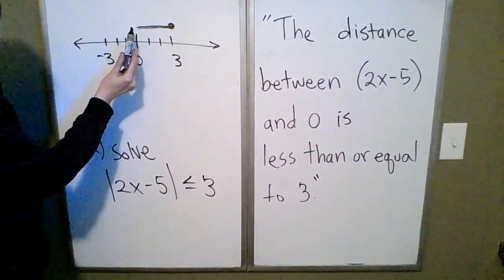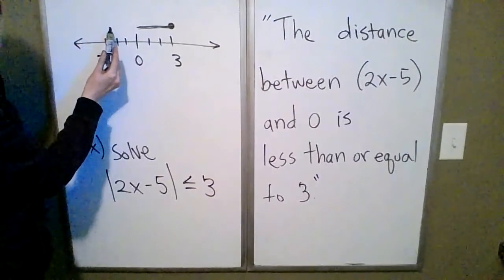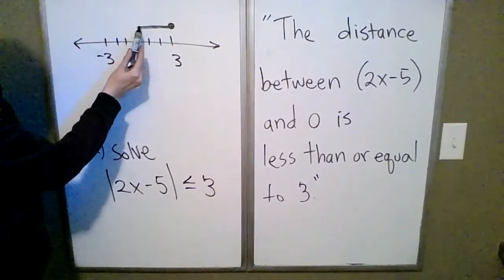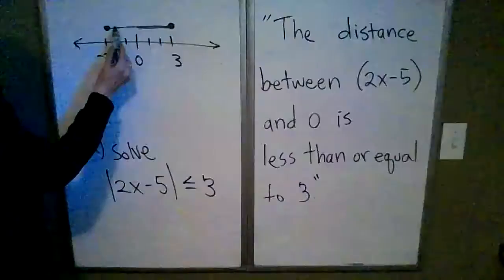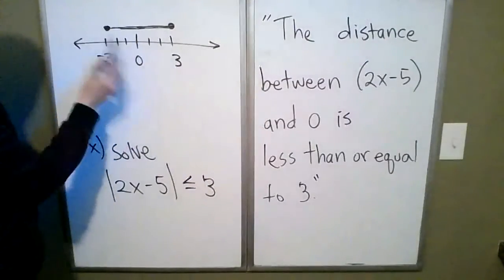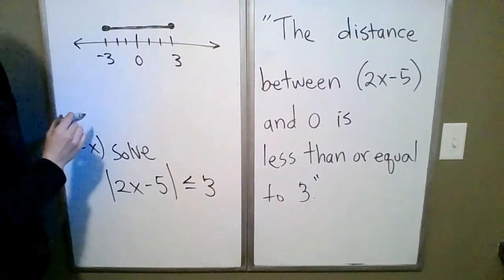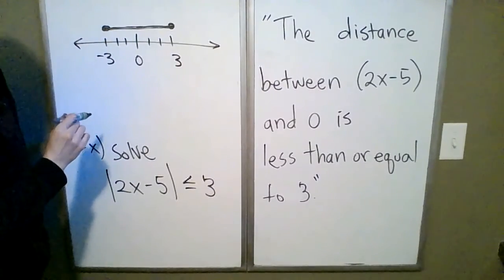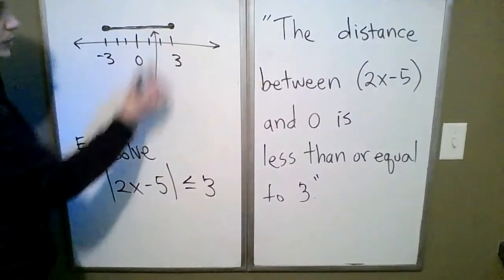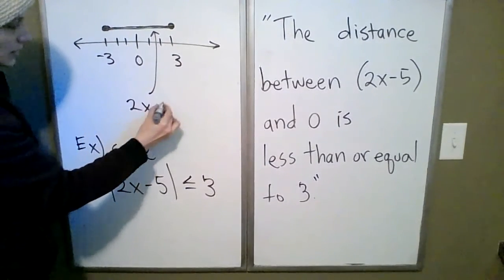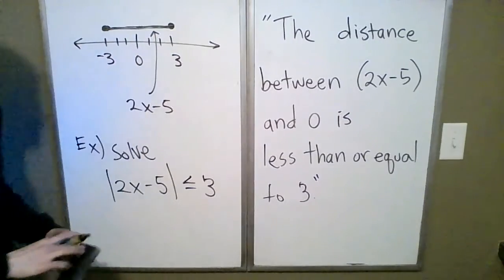The distance between 2x minus 5 and 0 is less than or equal to 3 spaces this way. So you can go here and go less than 3 spaces toward 0. Okay, and in that shaded spot you don't just have x values, you have values of 2x minus 5. So we need to set up some more work.